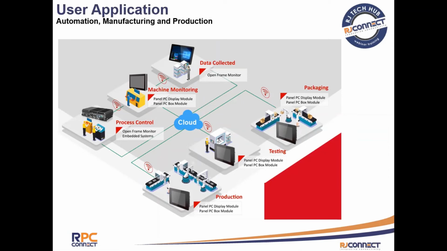and interconnect all the system applications together to save data to the centralized cloud. So in this example or application, as you can see, for production you can have one panel PC display module connected to the panel PC box module and so forth. And if you want to push your data to the cloud, you can use these RPCs. It's very good in terms of the processor and all the things that you want to push to the cloud.